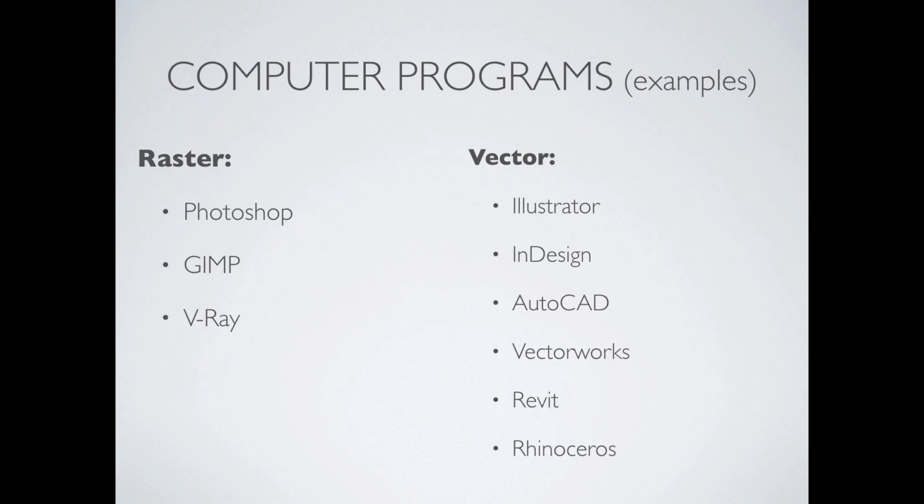So some examples of raster programs: Photoshop. GIMP is the open source version of Photoshop. V-Ray is another example of a raster image file. Vector files: Illustrator, InDesign, those are the ones we're working with right now. But AutoCAD, Vectorworks, Revit, Rhino, all of the drawing programs that we have a tendency to use are all in the vector category. I mean, you could extend that. It could be SolidWorks. It could be Fusion. It could be any of those, because they're all mathematically derived. There's a reason that in AutoCAD we draw full scale and then scale it down later, because size doesn't matter.